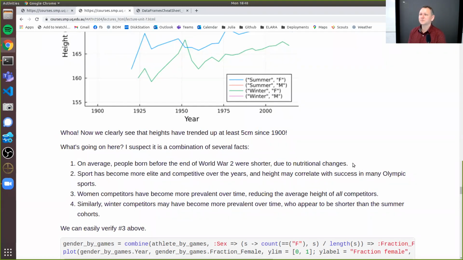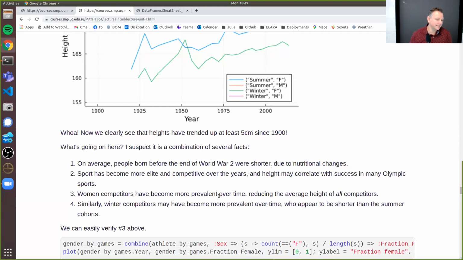Perhaps also sport has become more elite and competitive, so only the best at the sports get in, so you have to be tall to be a basketball player now, whereas maybe 50 years ago you didn't. But the big thing that's really explaining the results here is probably number 3. Women competitors have become more prevalent over time and reducing the average height of all competitors. And a similar thing with the first graph: I think the Winter Olympics has also grown over time, and the Winter Olympians were a bit shorter.